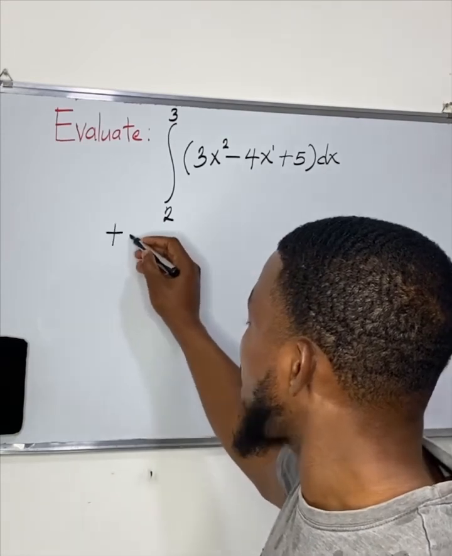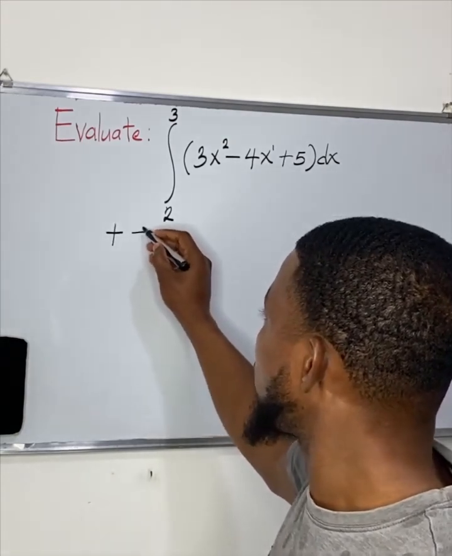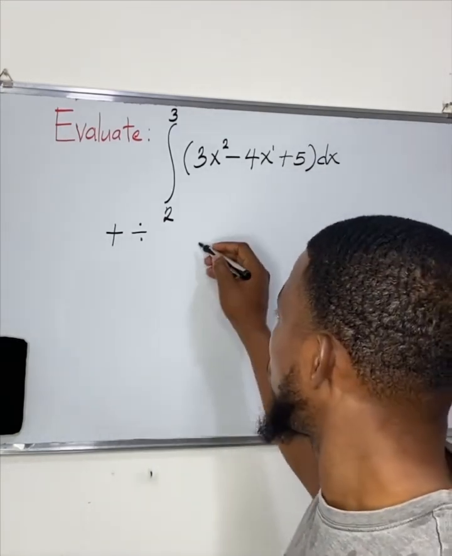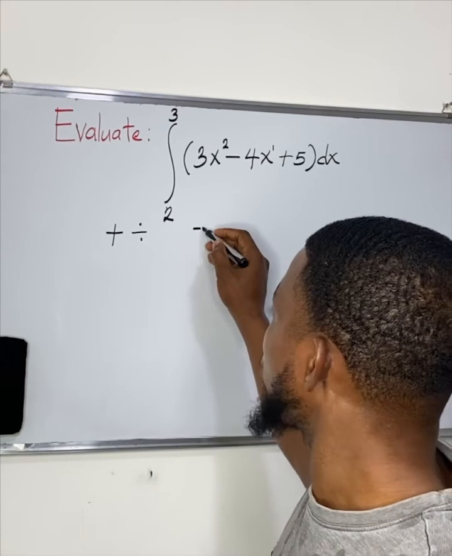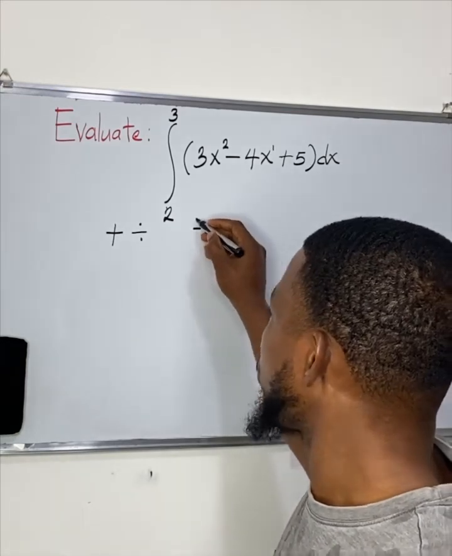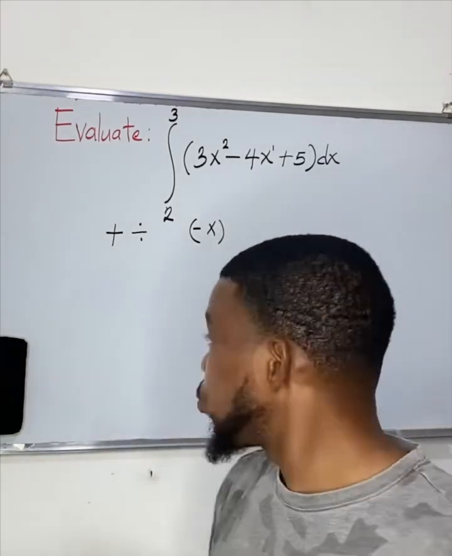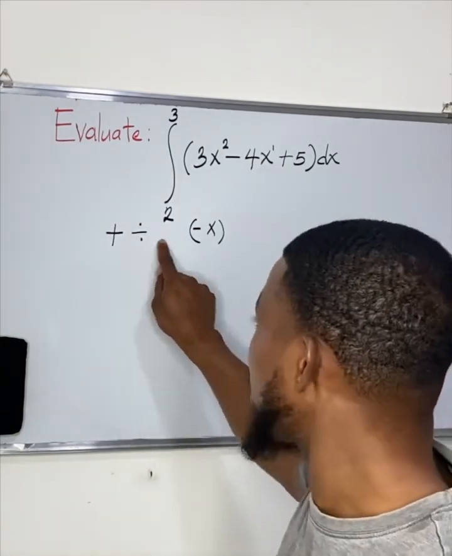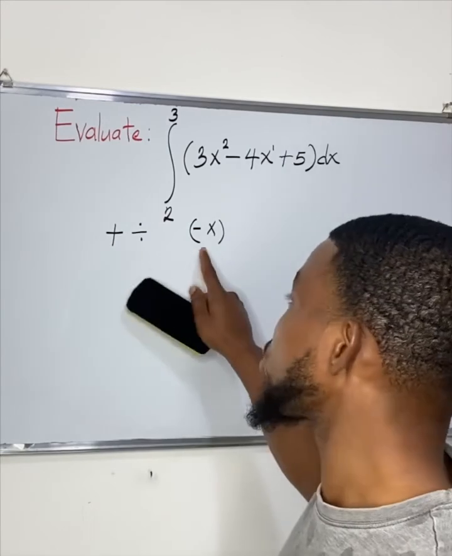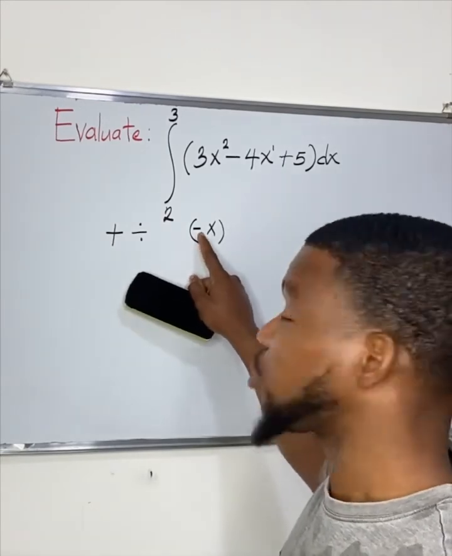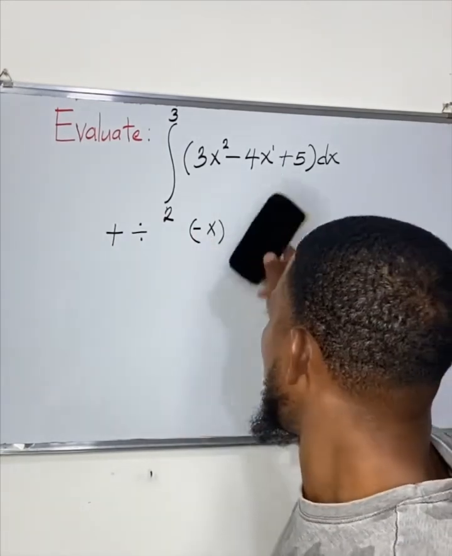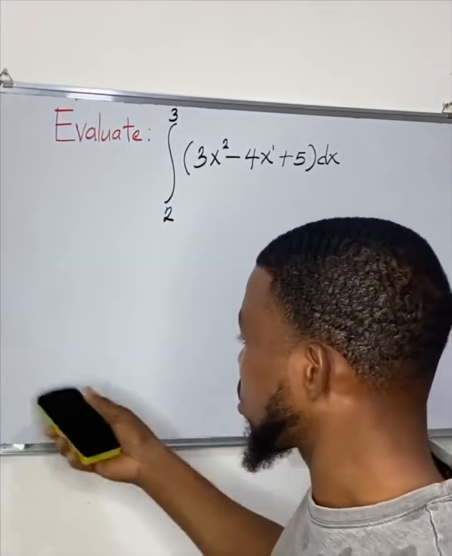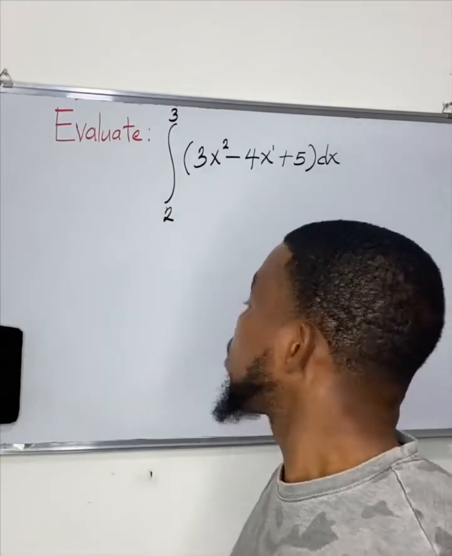The operation is addition and division. But for differentiation, we use subtraction and multiplication. So these are the key things you need to note. For integration, the operation is addition and division. But for differentiation, the operation is subtraction and multiplication. So this is what we'll be using here. So let's do that now.